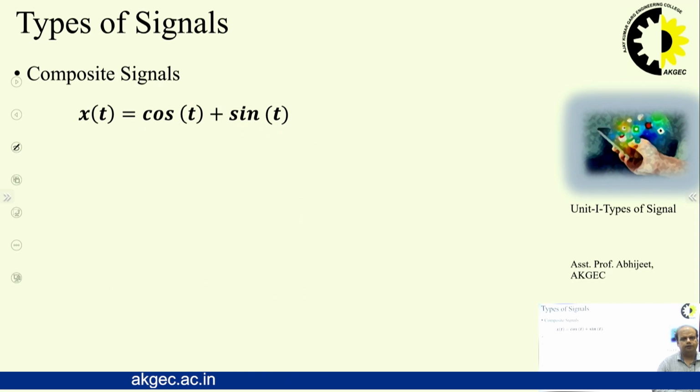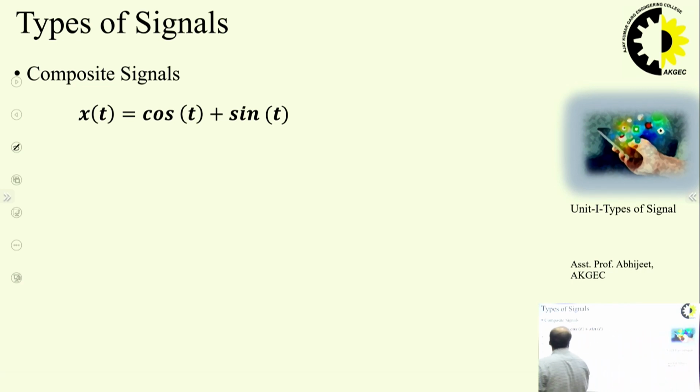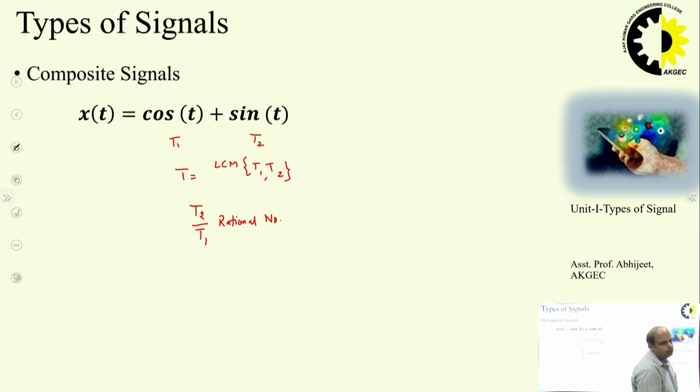It is also possible that we define signals in a composite manner. If we define the signals in a composite manner, how do we calculate the period? We calculate T1, we calculate T2, and we take the least common multiple, LCM, of T1 and T2, and that will be the fundamental time period of the signal. Also, the ratio of T2 by T1 must be a rational number for the composite signal to be periodic in nature.